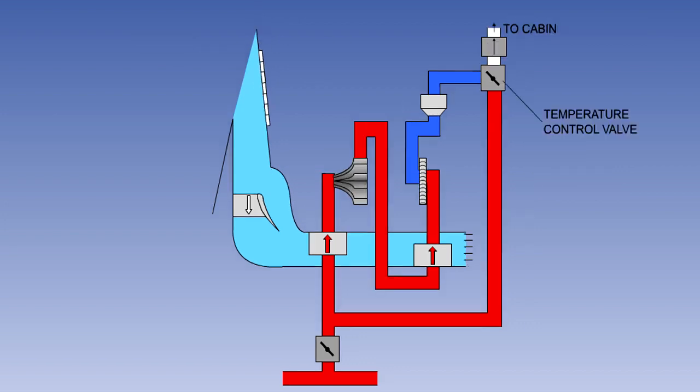As the aircraft climbs, the outside air temperature cools, allowing the heat exchangers to become more effective. The temperature control valve allows hot bleed air to be added to the cooled air in order to maintain a comfortable cabin temperature.